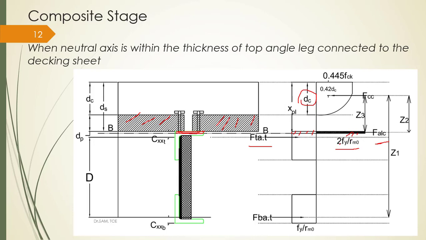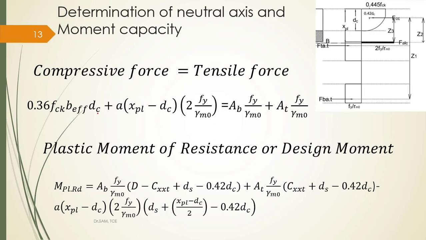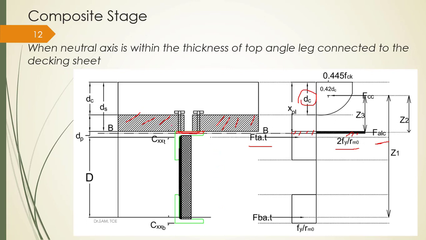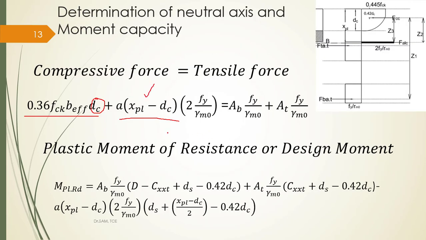So we will calculate the CG distance because this is the compressive strength over the depth of DC, and here you see this is the area. This area is the length of the angle, small a, into this depth. How have I calculated this depth? From this to the top is XPL, so XPL minus DS. That is the way I calculate the depth of the portion under compression.